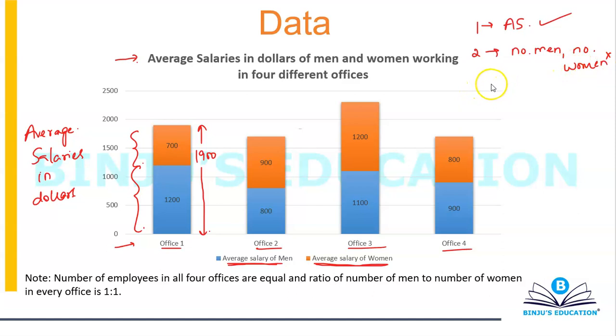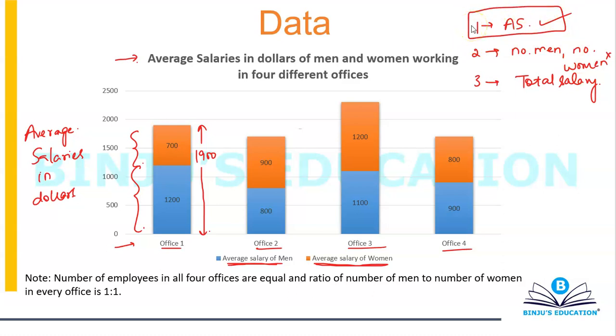Do I know any relationship between the number of men and the number of women? As of now, I do not know that. I also do not know what the total salary is, because if I knew the total salary, then I'd be able to calculate the total number of men and women for that particular office, which I also do not know. So the only thing that I have is the average salary, and that's it.